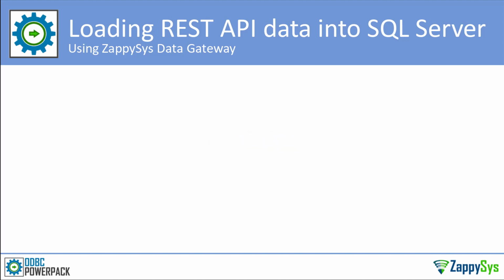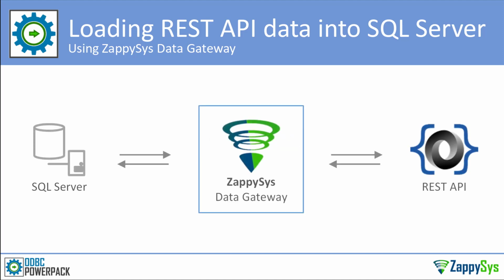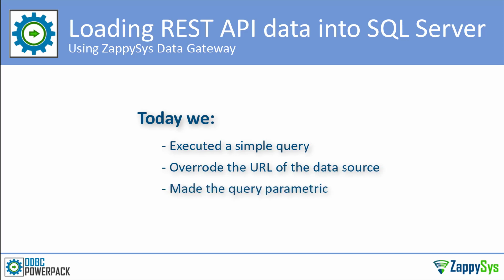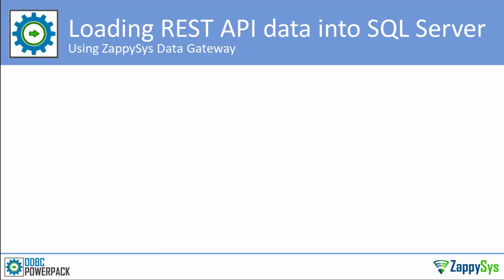Today you learned how to get data from REST API and load it into SQL Server using ZappySys Data Gateway and ZappySys ODBC drivers. At first, we executed a simple query and queried customers, then overrode the URL of the data source and retrieved products. Finally, we created a stored procedure with a parameter which can query any OData table by overriding the URL. Now you can easily use the concepts we went through to load data into SQL Server from almost any source, be it SOAP API, XML or CSV file, or ODBC data source.